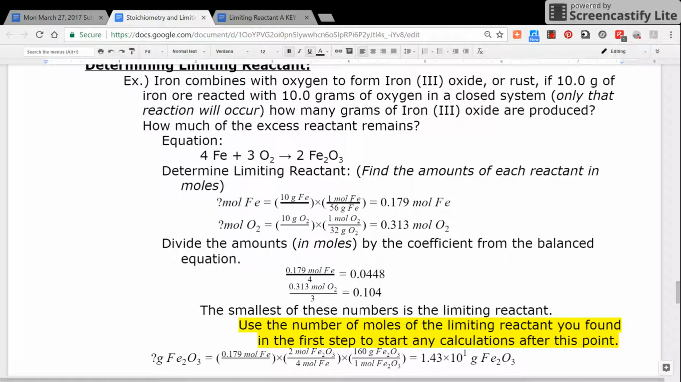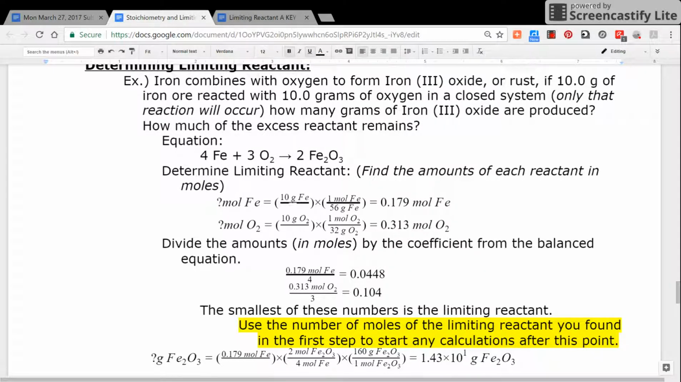So in this problem, we've got iron reacting with oxygen, and we make iron 3 oxide. So we need to figure out, is iron the limiting reactant or is oxygen the limiting reactant? So in step number 1 here, we're going to convert to moles. We're going to convert our iron reactant to moles, and we'll convert the oxygen reactant to moles.